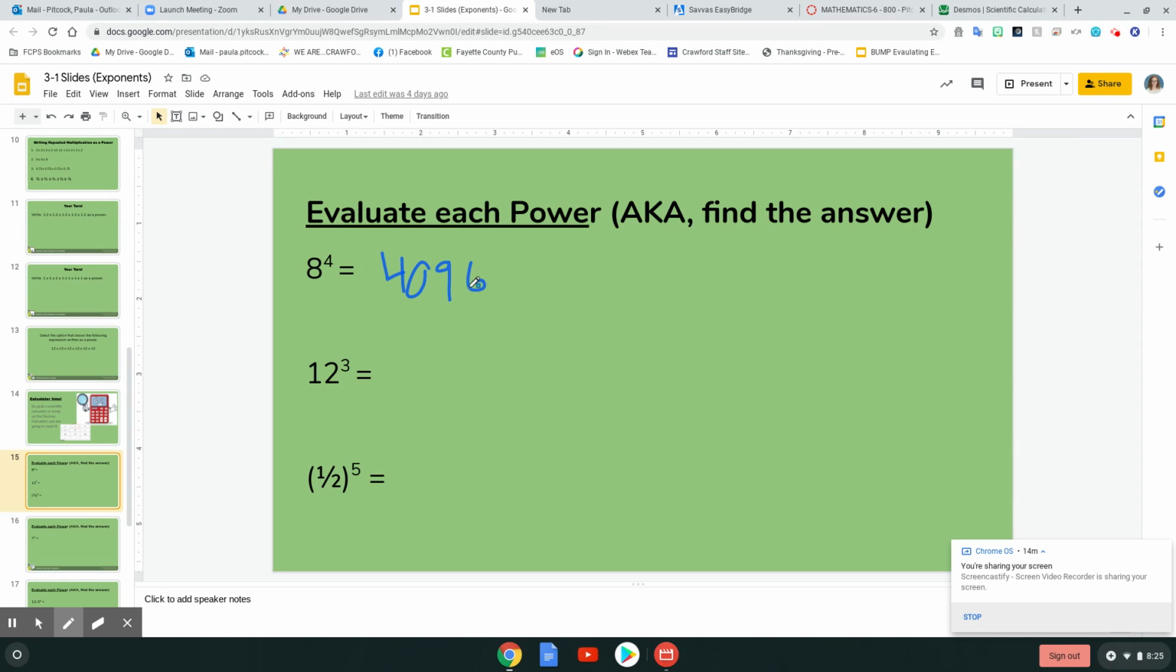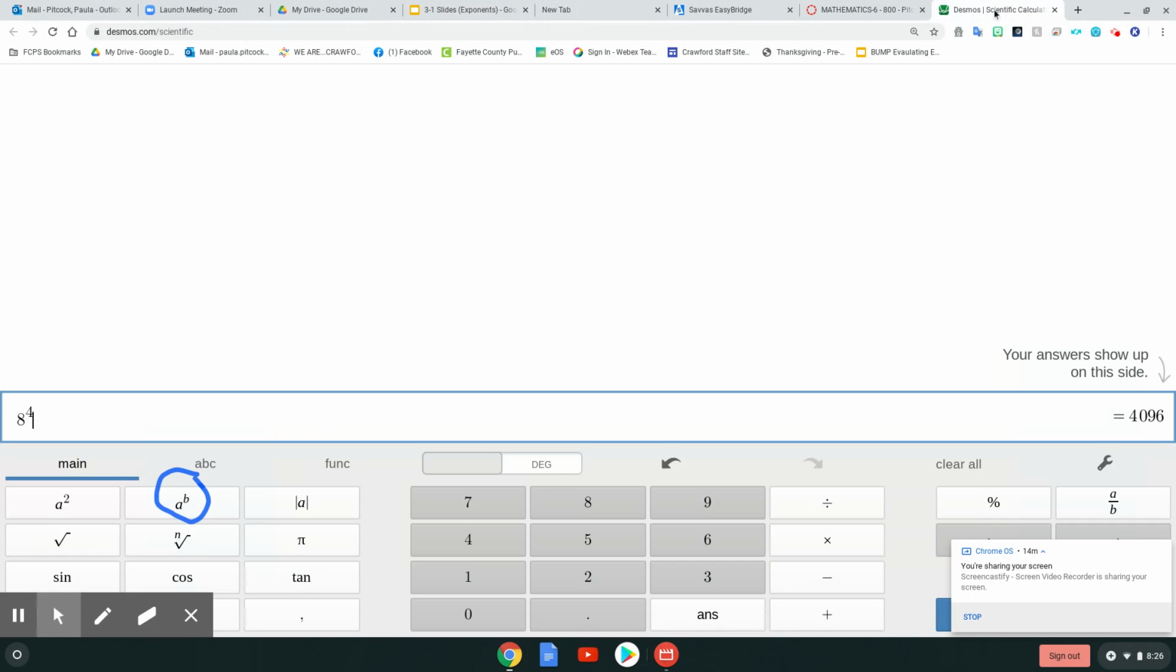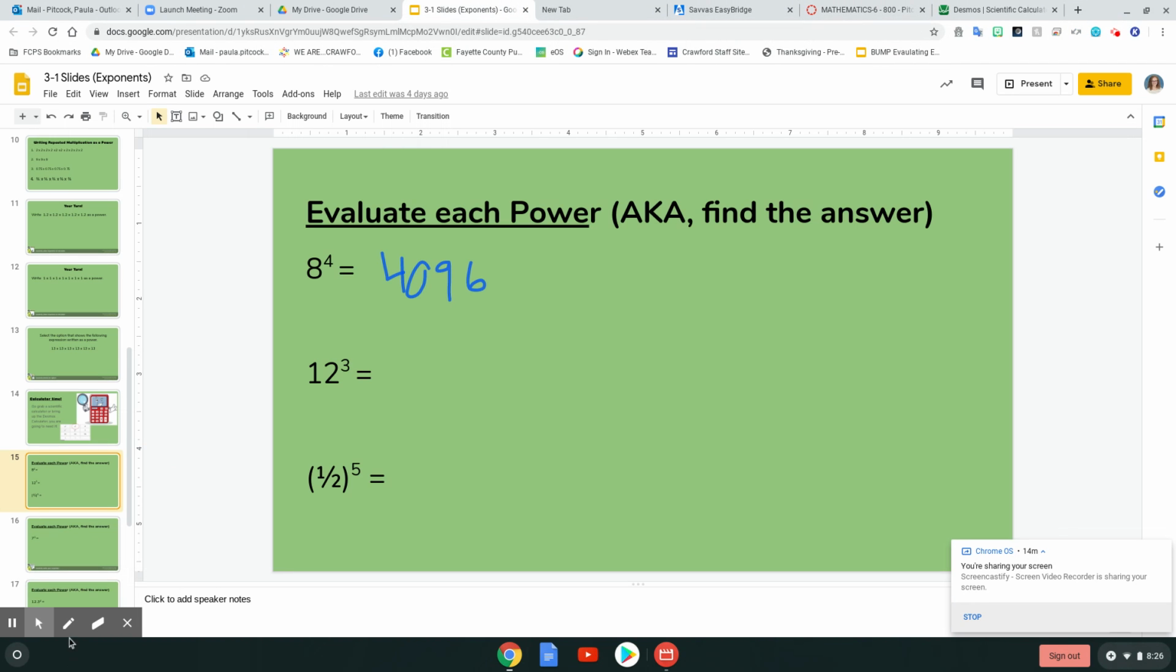The next one is 12 to the power of 3. So I come over here and I do 12. Whoops, I guess I clear all. I do 12. Here's my power of 3. It gave me 1,728. So over here, I'm going to write 1,728.